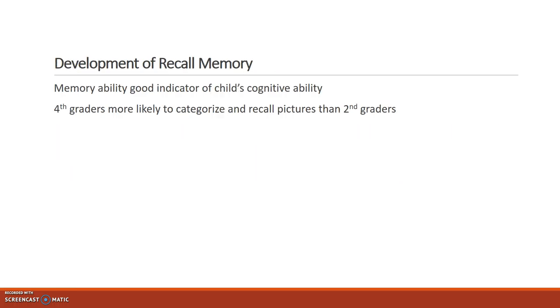All right, when we talk about the development of the recall of our memory, memory is a good overall indicator of our cognitive ability. And it does get better as we age. Fourth graders are more likely to categorize and recall pictures than second graders. Why? Because they have a greater cognitive capacity. They have a greater understanding. They're able to process the information differently. And so the memory of the fourth grader is better than the memory of the second grader, simply because they have greater cognitive function.